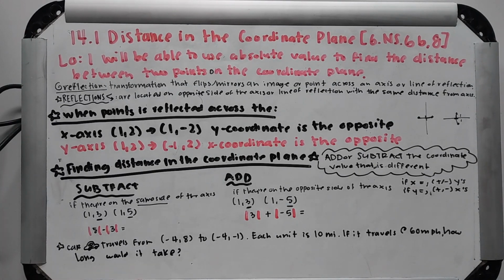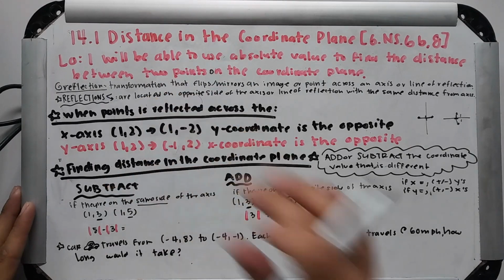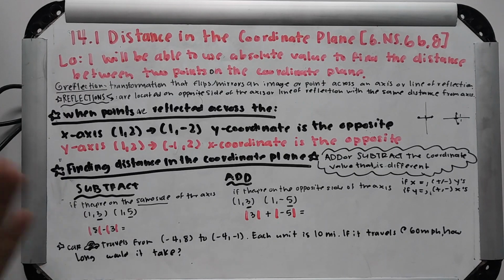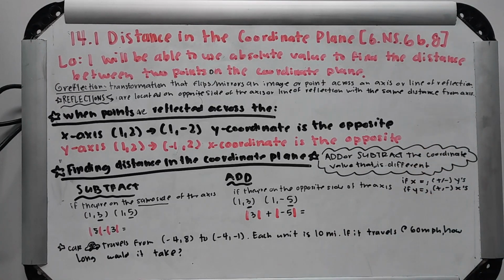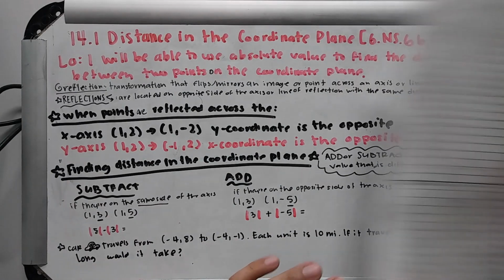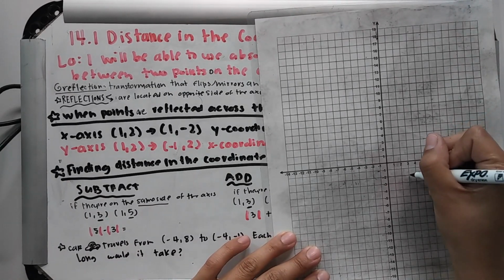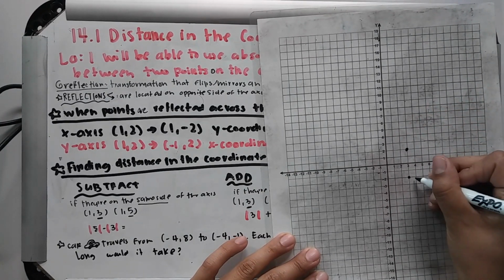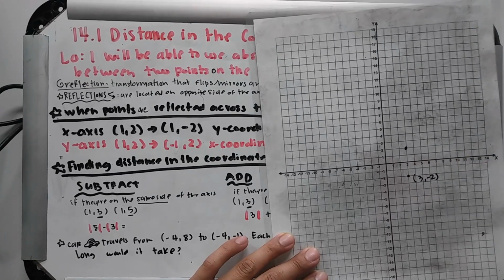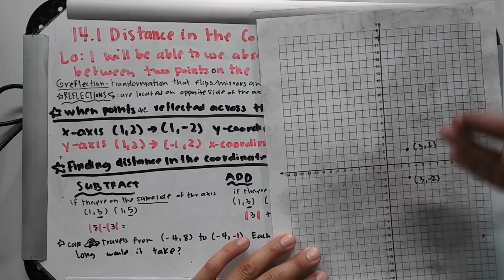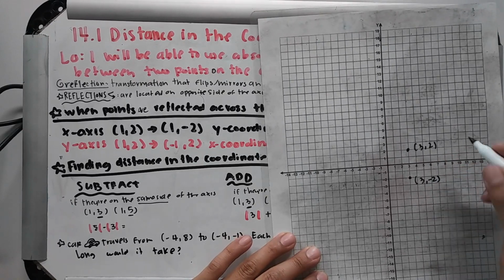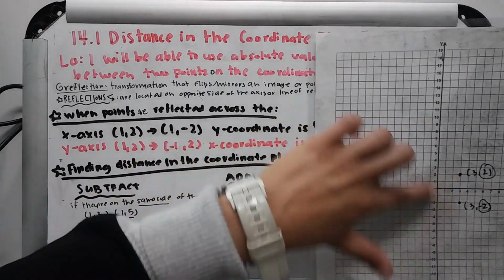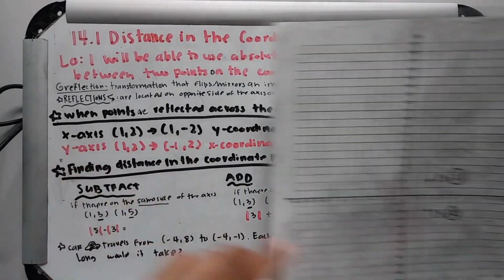So when points are reflected across the x-axis, if I have a point right here and I reflect it across the x-axis, that means I'm going to take it here, mirror it over here, and it's going to be right here. So let's look over here. I have 3, -2. This one's going to be 3, 2. So I'm reflecting across the x-axis, and what changes? The x is the same, what changes is the y, because I'm going on the opposite side of the x-axis, meaning my y is going to be the opposite.